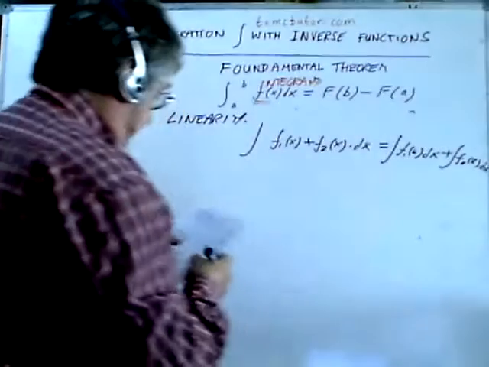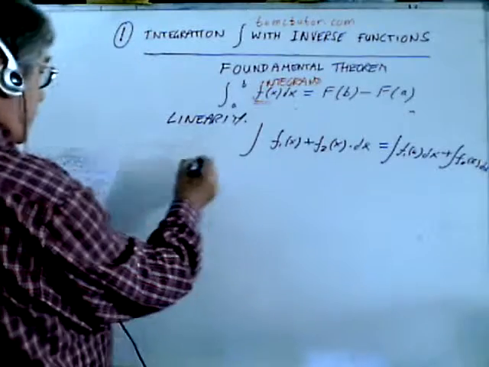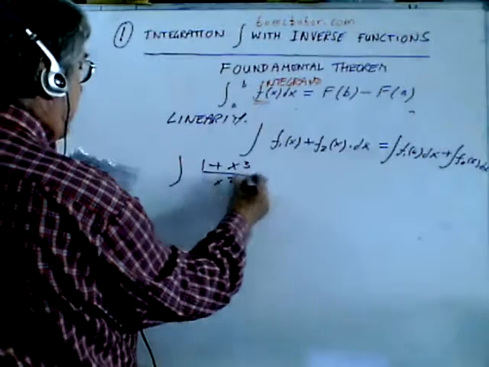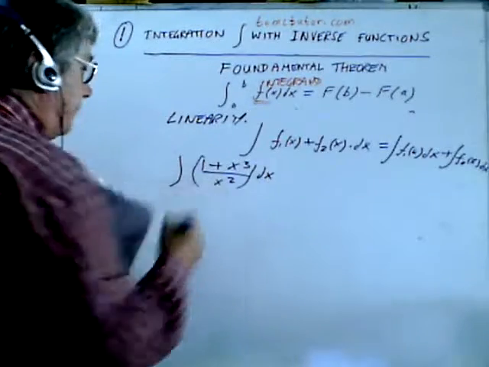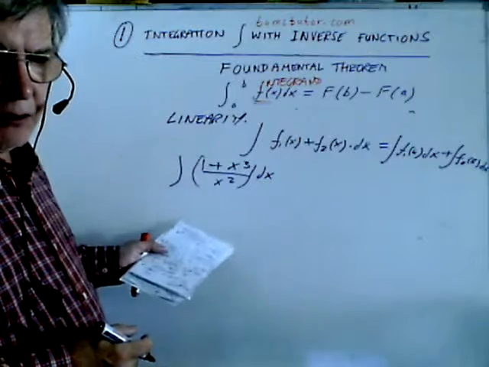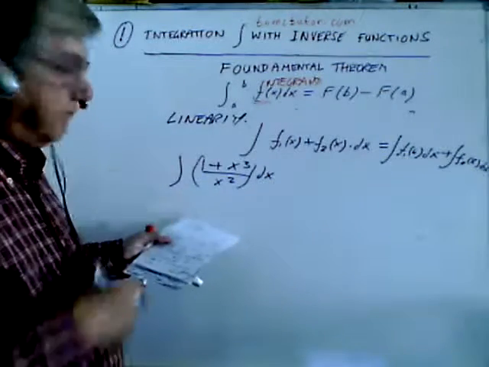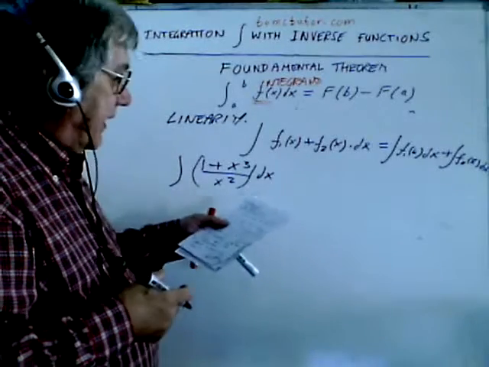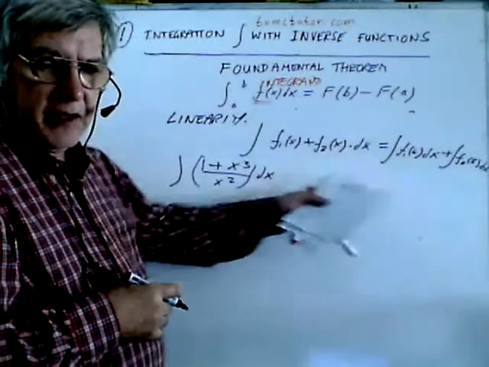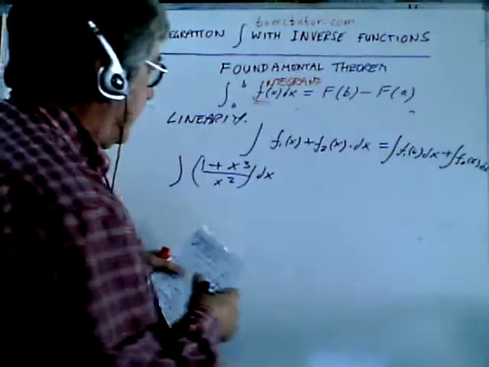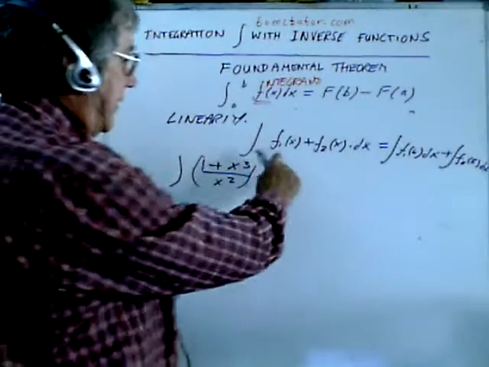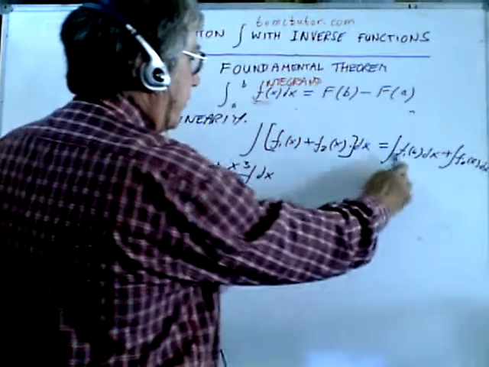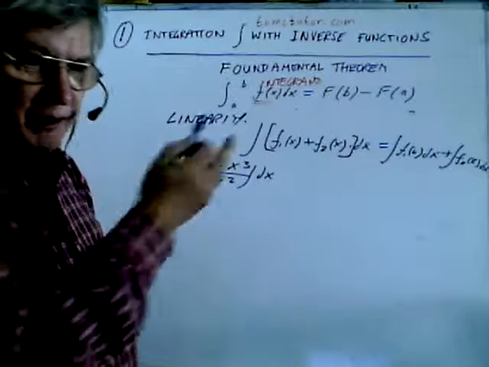An example of that in action is if you have to integrate 1 plus x cubed over x squared dx. If you've seen that problem, you'd probably think a rational polynomial quotient, do the partial fractions maybe, or long division or something. But no, we can use this linearity property. Linearity, by the way, because the integral of the sum of functions is the sum of the integrals. That's what I mean by linearity.